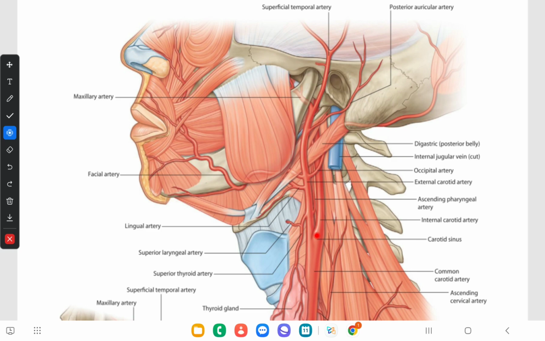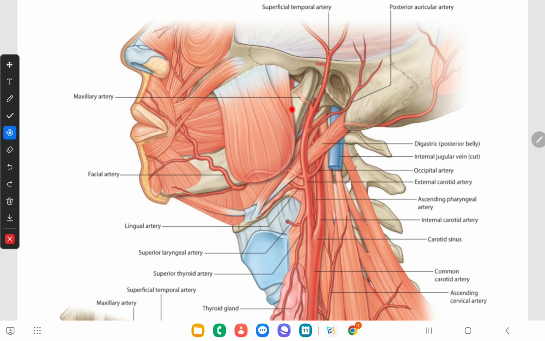When we talk about the external carotid artery, it supplies structures in the neck, face and scalp. It also supplies the tongue and the maxilla. You can see the branches coming from the external carotid artery distributes towards the neck region, the face, the scalp as well as the tongue and the maxilla.